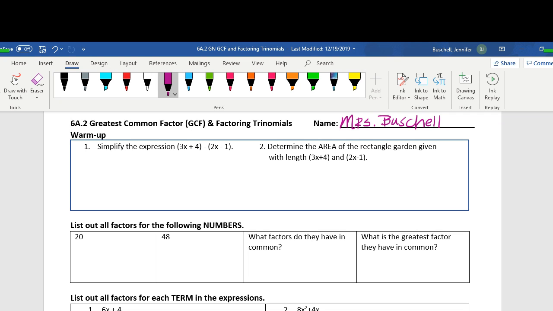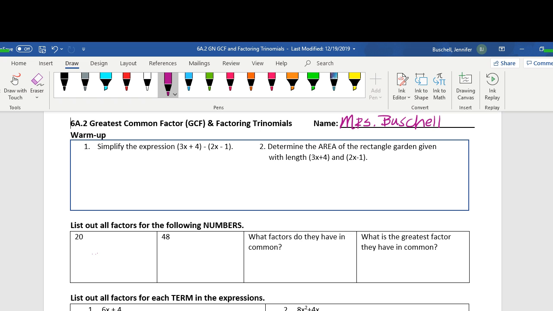Hi, this is Miss Michelle, and I'm going to be going over the 6A.2, the greatest common factor in factoring trinomials notes. This will probably be some of the most important notes that you need to get for this year because factoring follows you. You will do a little bit in geometry, but in Algebra 2, your 11th grade year, you will factor. So make sure if you are not understanding or need extra practice, ask your teacher. All right, let's get started.